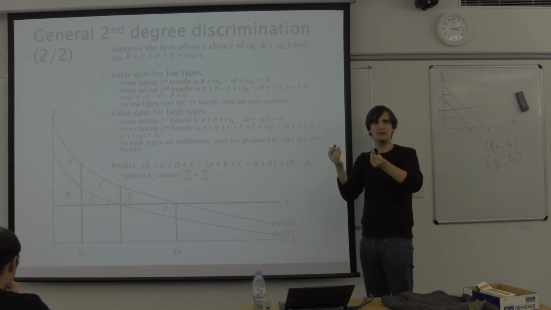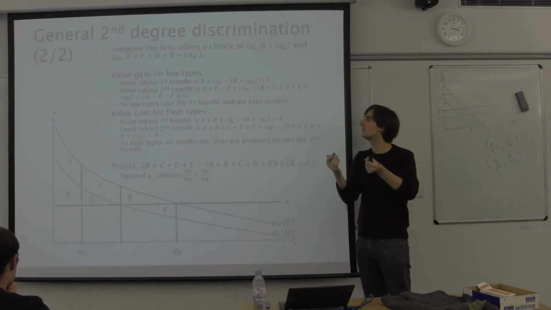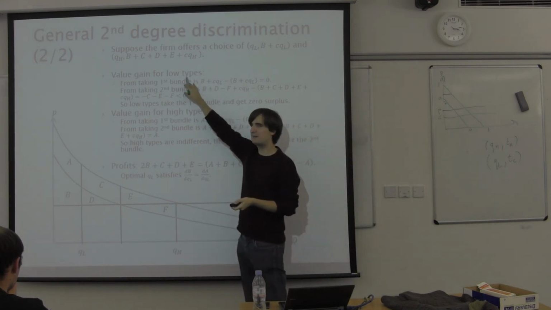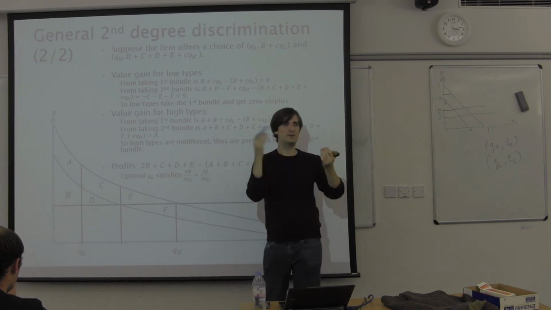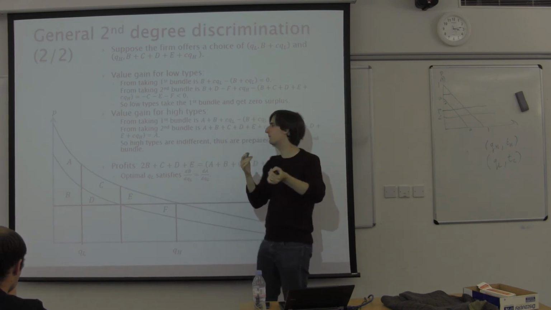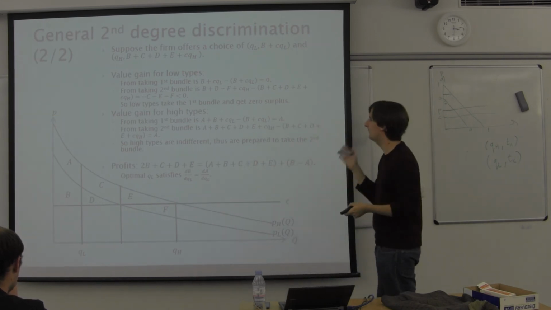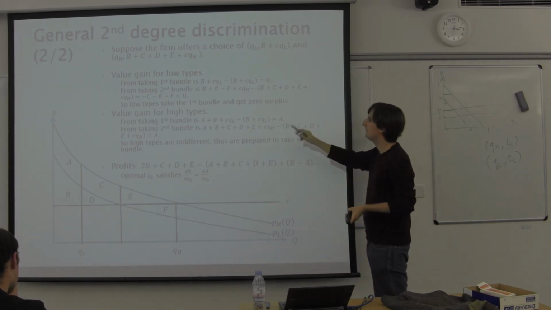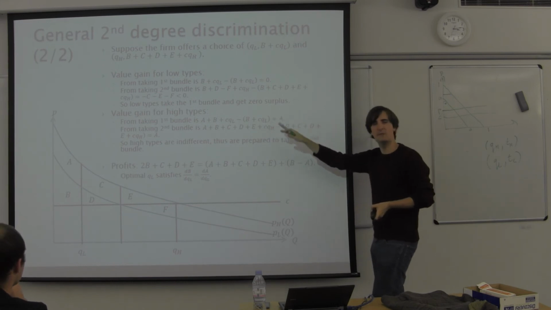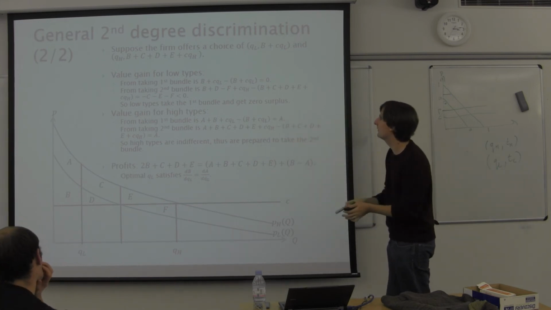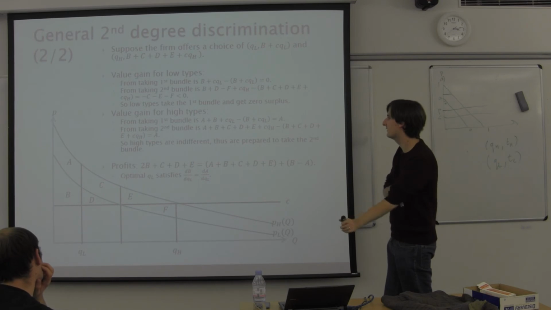So it looks like we can't extract any more out of the high value types either. The low value types were indifferent between taking their bundle and not taking anything at all, so we couldn't extract anything from them. And the high value types were indifferent between taking the two bundles, so we could extract the maximum from them. So this must be the optimum. Or the optimum has to look something like this.